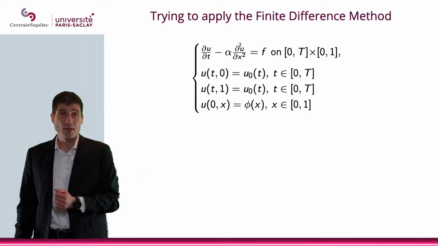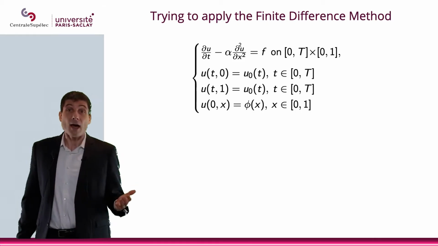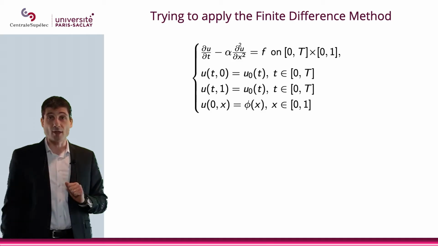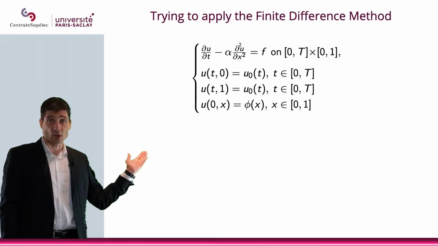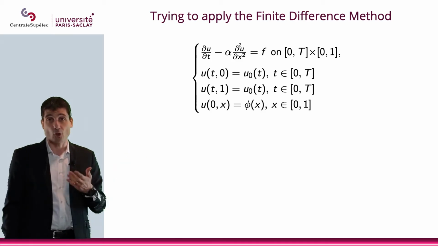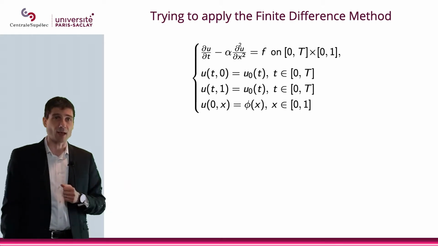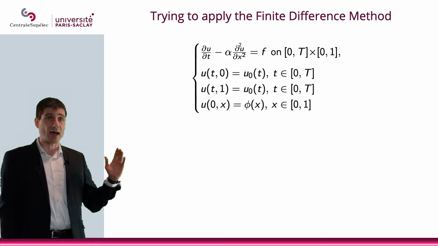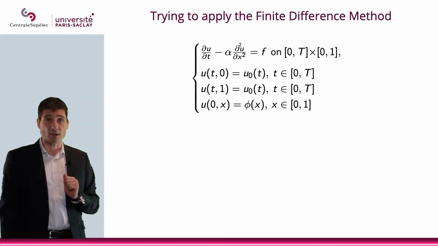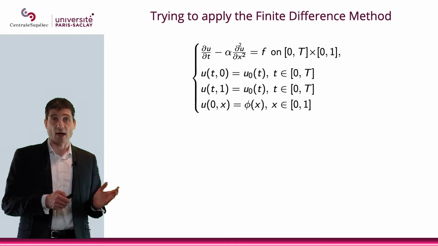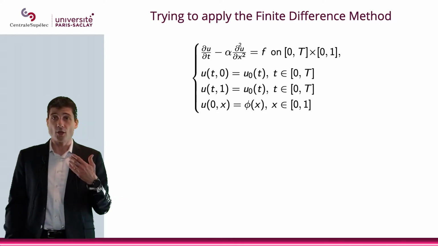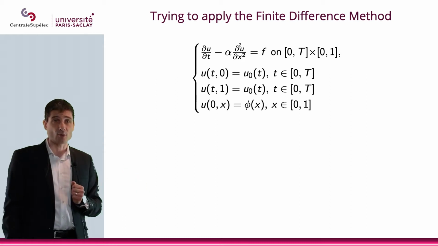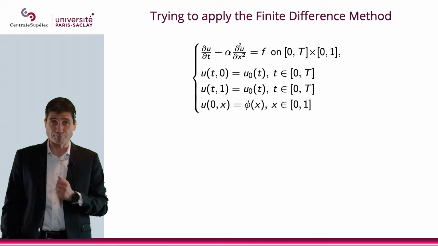Can I do this? Well, let's try, right? Let's try doing it. Okay, so here is the equation that I have. I took it in dimension 2, dimension 1 in space, which gives me a dimension 2 altogether. So here's my equation. And I have the boundary conditions, u(t,0) and u(t,1), that are equal to u0, and the initial condition, which is u(0,x), which is equal to phi.